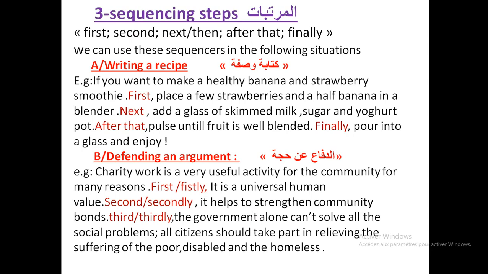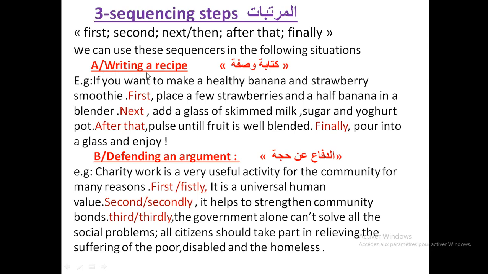The third lesson is the sequencing steps, المرتبات. The sequencing steps are first, second, next, then, after that, finally. So, we use the sequencing steps to organize our ideas, باش ننظموا الأفكار تاعنا. Organiser les idées. We use them in two situations also.